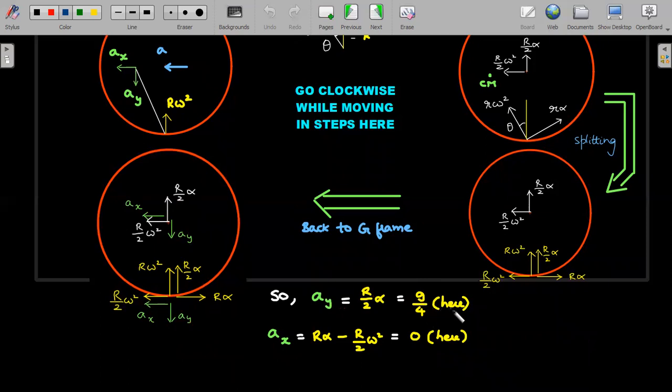So I'll substitute here in this problem because of the numericals. This comes out to be g by 4. Ay we have solved for. Similarly, in the leftward direction, the value of ax plus r by 2 omega square should match with r alpha because there is no leftward acceleration here.